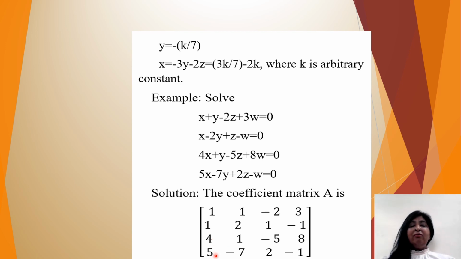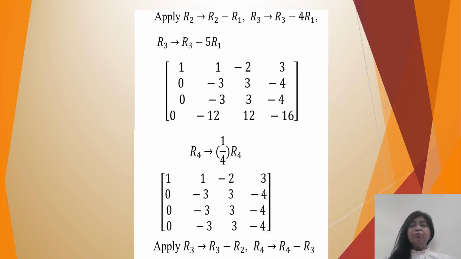Now what will I do? I will apply elementary row operations. First of all, I will try to make this entry 0. So I apply R2 minus R1, then R3 minus 4R1, then R4 minus 5R1. So all these entries become 0. What I am getting is this matrix. Now you can see that on applying the operations, R2 and R3 become the same.